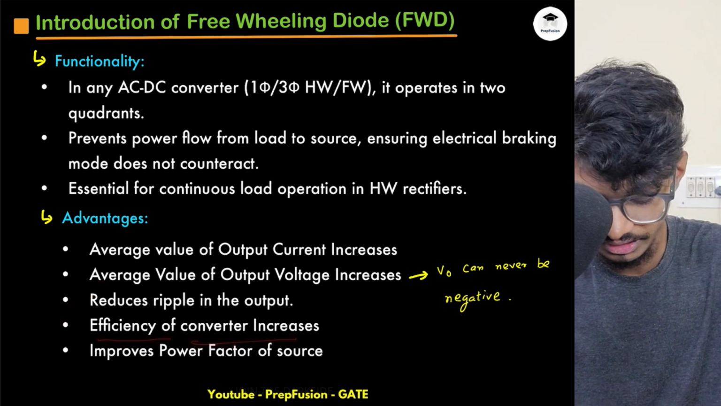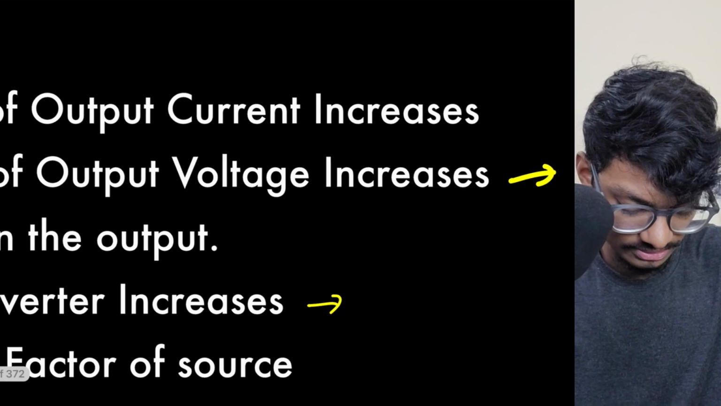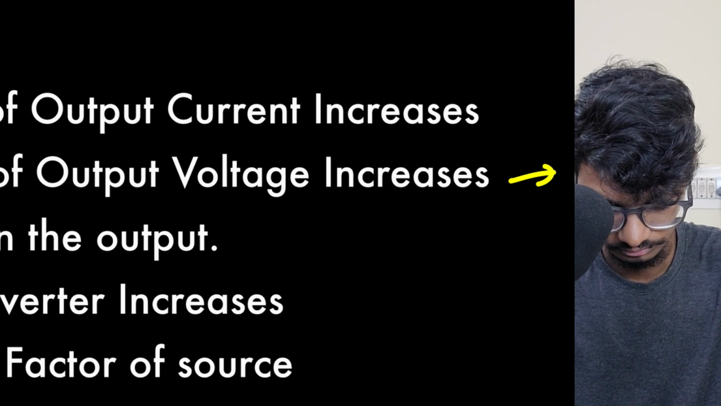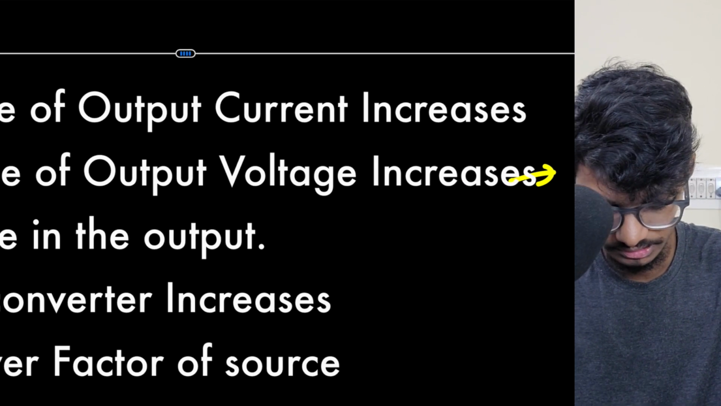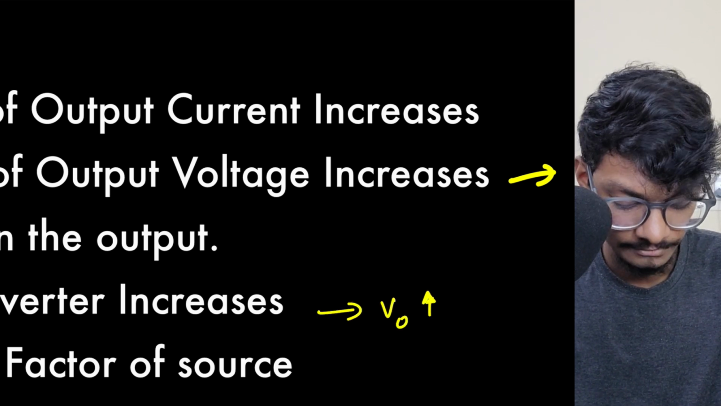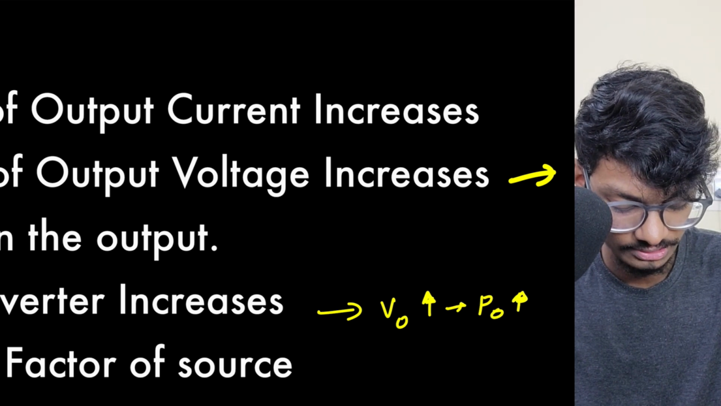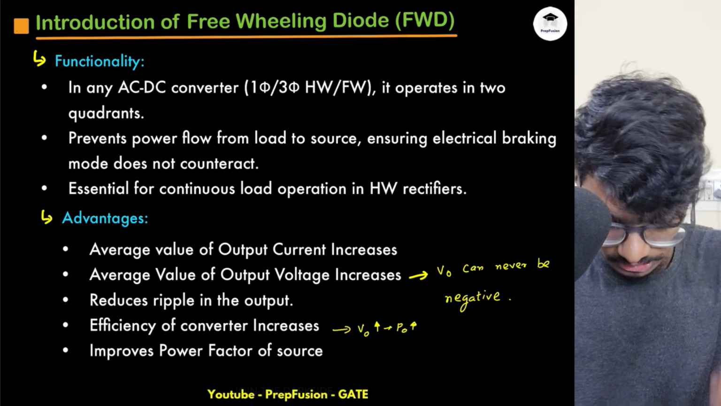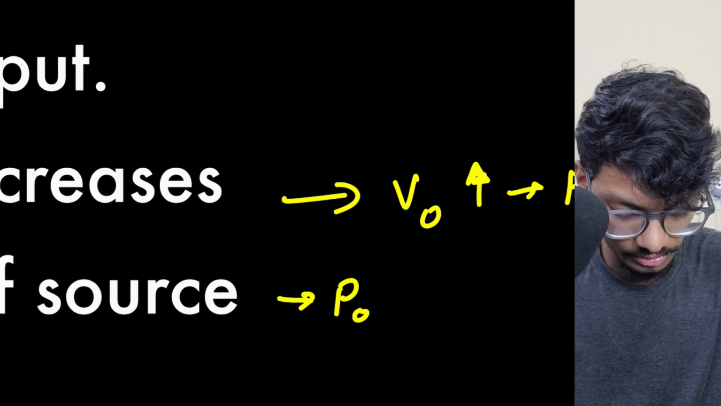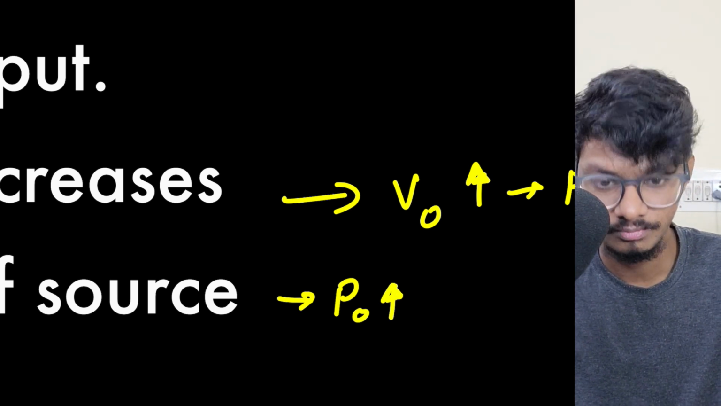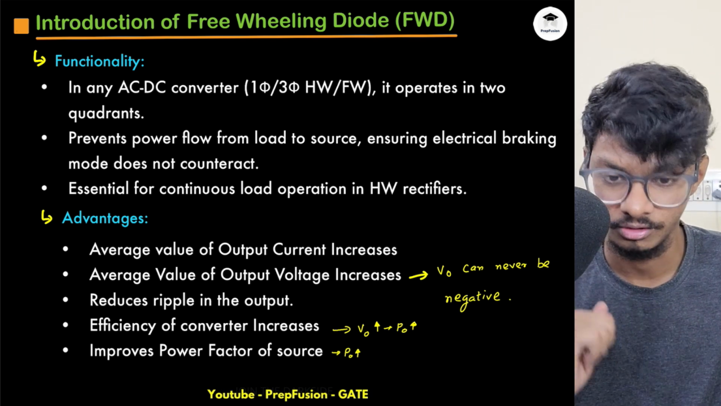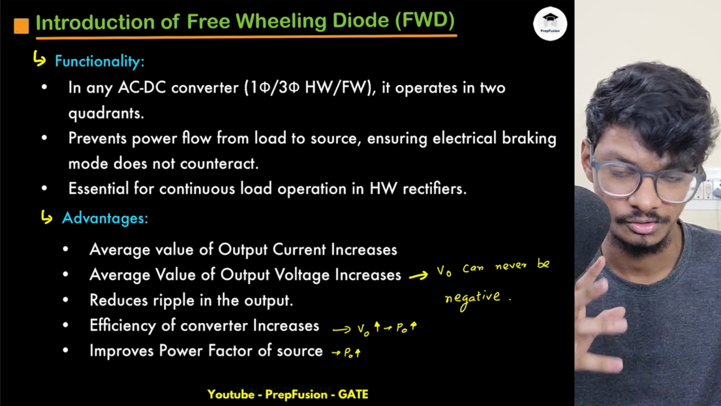The efficiency of the converter increases. Why? Because my VO increases. As my VO increases, obviously my output power will increase, and due to that, VO average increases. It also improves the power factor. Why? Because my power improves. What is power factor? It is PS upon SS, and if the converter is ideal, it will be PO upon SS. Hence PO will increase, and hence the power factor will also improve. So everything will be good with the freewheeling diode, so obviously we use it.